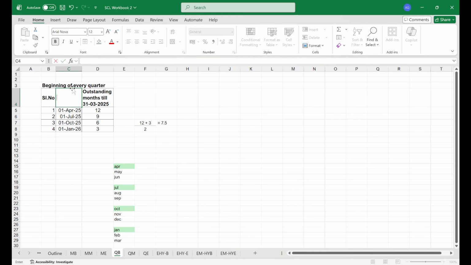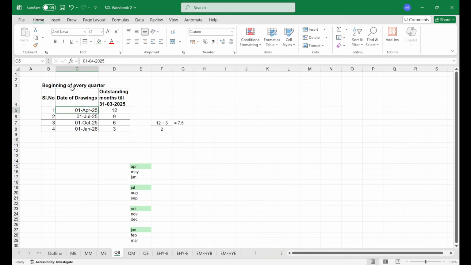So this is date of drawings. So date of drawings, 1st of April, 1st of July, 1st of October and 1st of January. So again, bring your focus on the first occurrence and the last occurrence. You have 12 and 3. So 12 plus 3 by 2, you have 7.5. So if the question says that partner withdraws at the beginning of every quarter, the average period is 7.5.